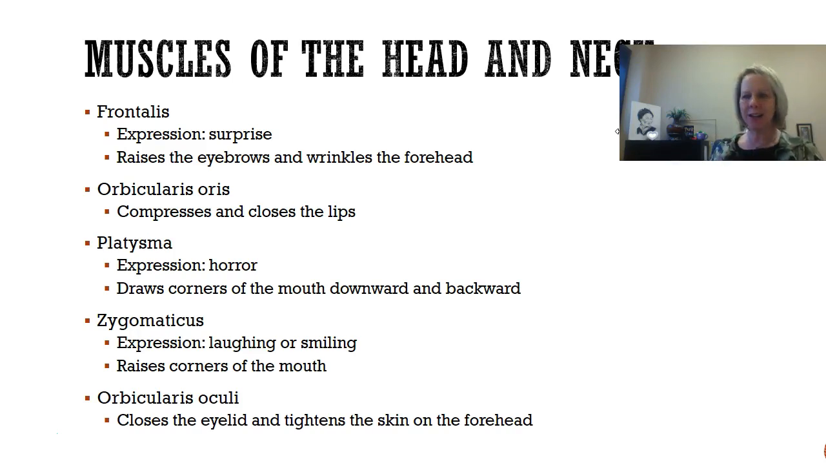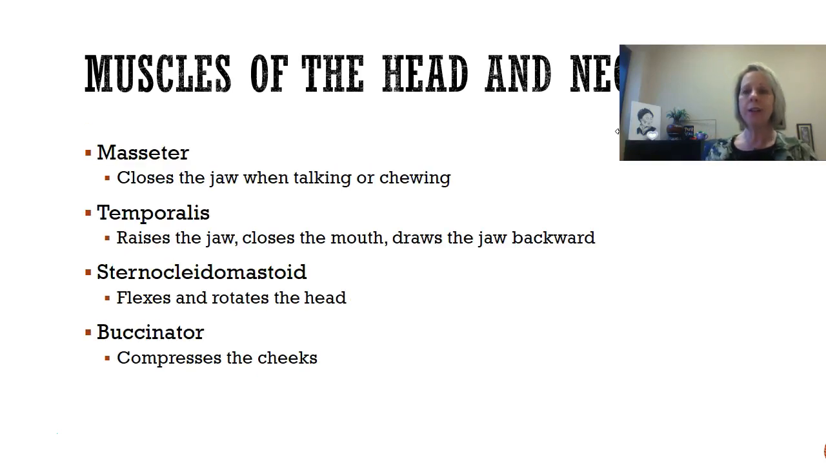The zygomaticus is your smiling muscle. It goes up from the side of your mouth up to your zygomatic bone or your cheekbone. And then your orbicularis oculi is the one that encircles your eye and closes your eye. The masseter muscle is your chewing muscle. So when you clench your teeth, you can see the masseter stick out. And also the temporalis muscle is here in your temporal region.